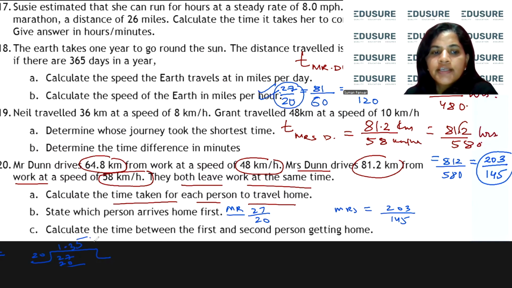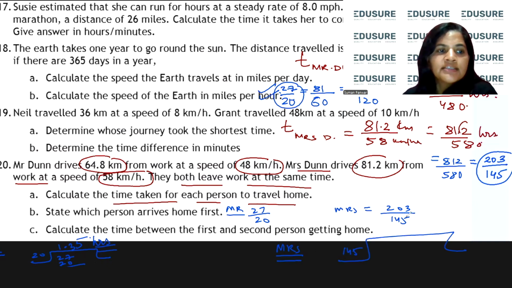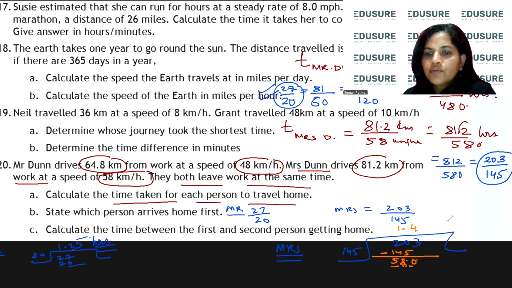So Mr. Dun is taking 1.35 hours. And look at the time taken by Mrs. Dun. So 145 into 203. These are some nasty calculations, but if you're given such questions, you will have to see, because they will be different by a small margin. So 145 times 1 is 145, then you subtract, so you get 58, and so on, so it is 1.4 hours. So Mr. Dun reaches in 1.35 hours and Mrs. Dun reaches in 1.4 hours.